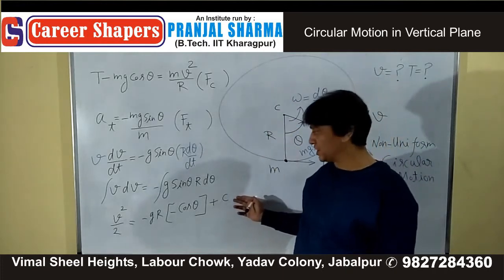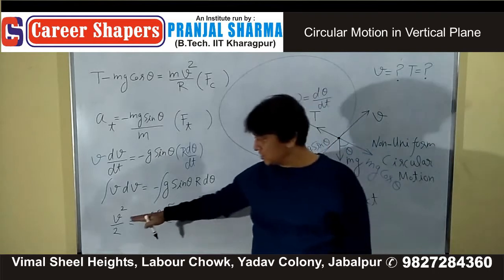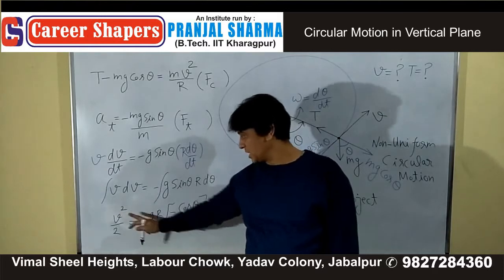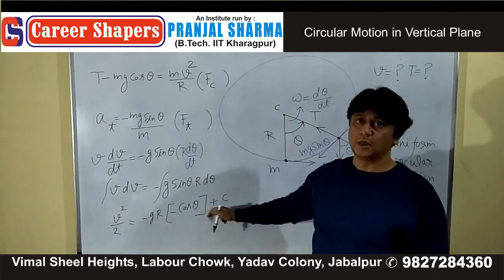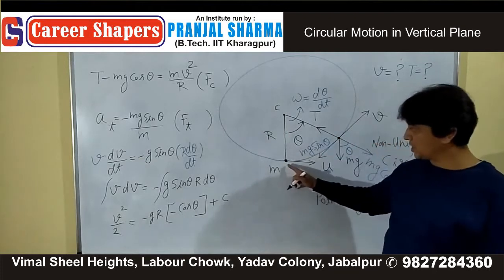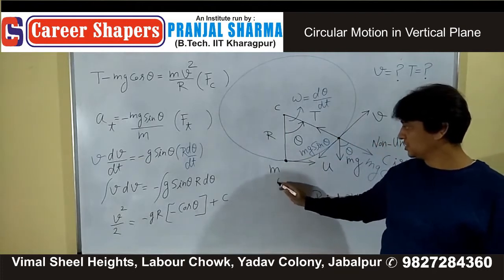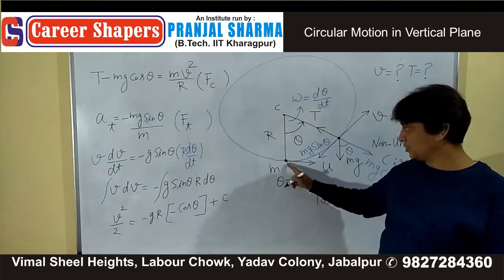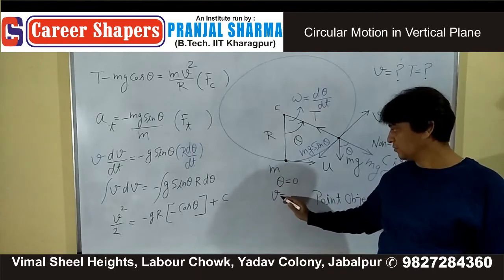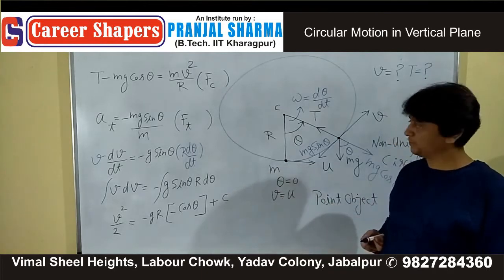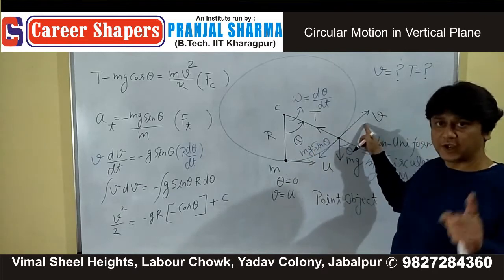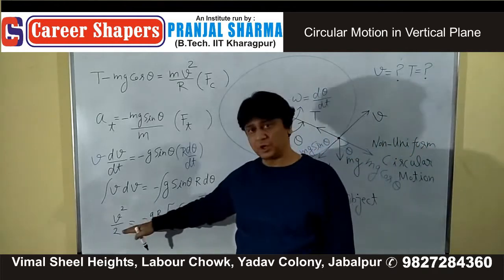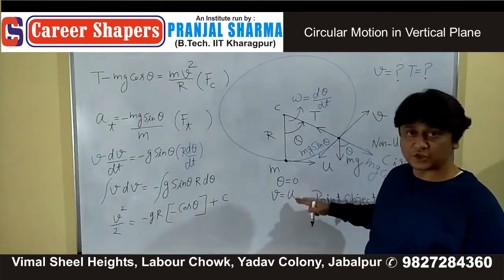Now, how to find this constant of integration? Look at this relation. This whole thing gives you v in terms of theta. But you already know v at one place, which is the lowest position. At lowest position, theta is what? 0. When theta is 0 at the lowest position, you can see that velocity of the object is what? U. When theta is 0, you are at this position, v becomes what? U. This equation should satisfy this information.